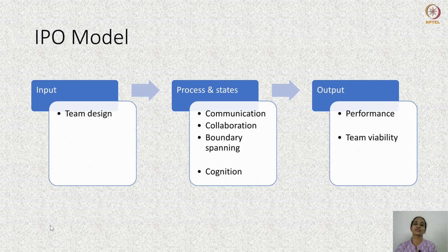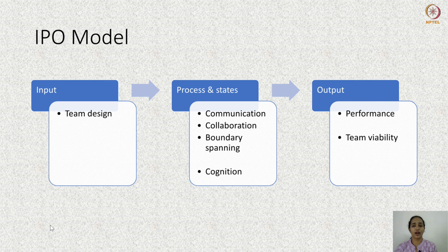What are we going to focus on so that we better understand team functioning in agile? Well, we are going to look at how teams are designed. Then we are going to look at some important processes for agile teams. And finally, we'll look at some outcomes. In terms of processes, we'll be focusing on communication, collaboration, and boundary spanning. And we will look at team cognition as an important emergent state. And finally, in outputs, we'll be looking at performance and team viability.